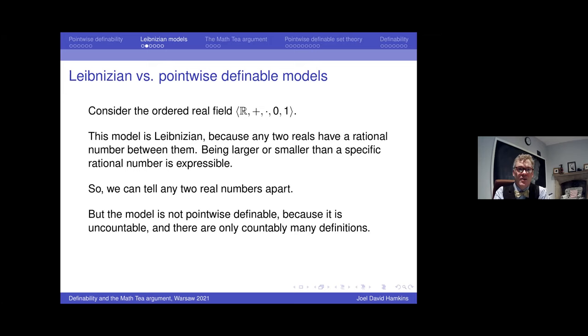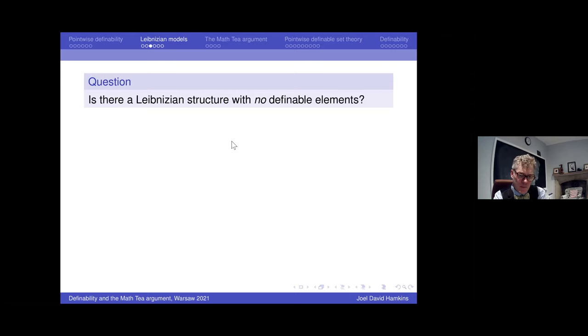So that's really a successful instance, I think, of the math T argument. Namely, the math T argument was saying there must be numbers we can't define because there's only countably many definitions, but uncountably many reals. And that's the argument that we just used here to show that the real field is not pointwise definable.